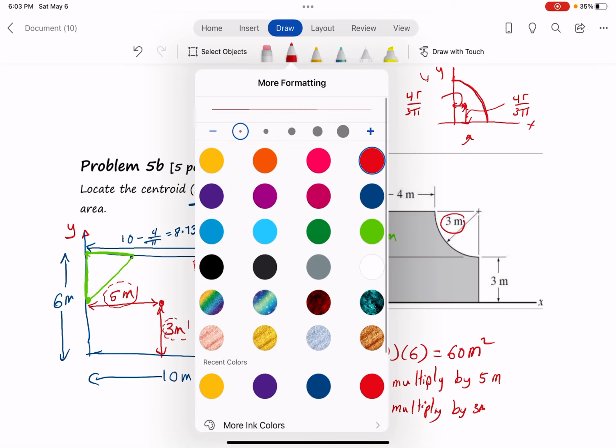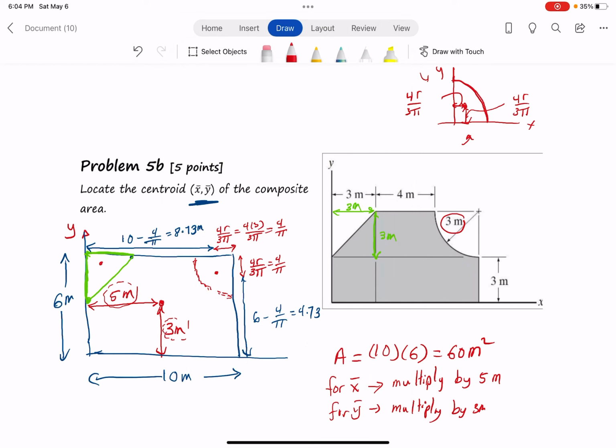So this color, it's 1/3 of the 3. I need to be careful here. So this is 1 meter, 1/3 of the 3. And the other side, 1/3 of the 3, it's also 1 meter from here. That's simple. Triangle is very simple, 1/3 of the 3, or 1/3 of the base. So now let's calculate the x bar.